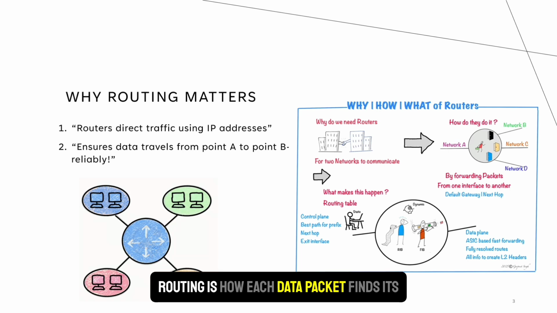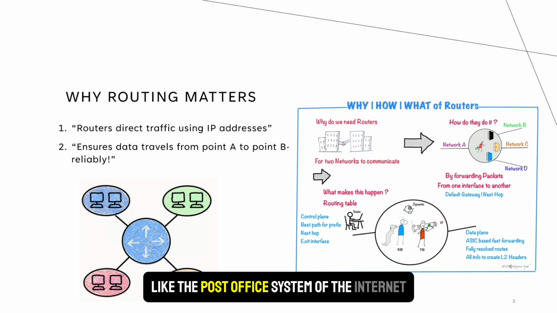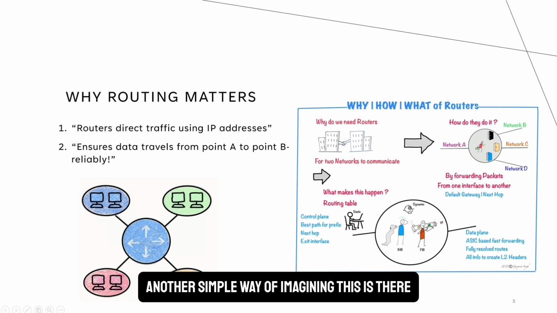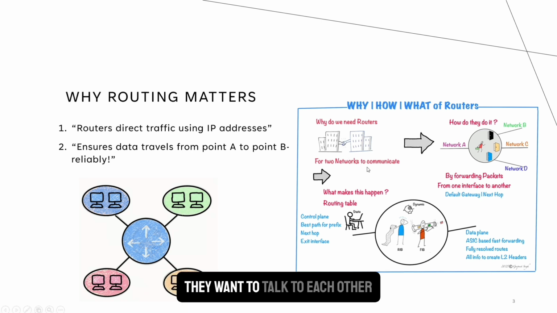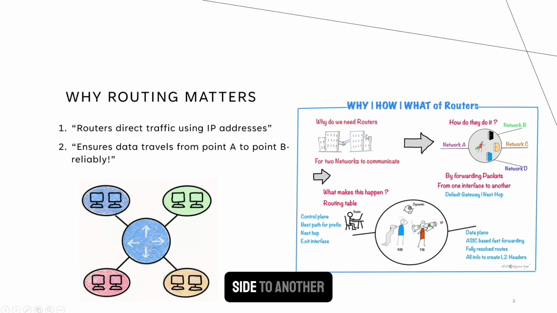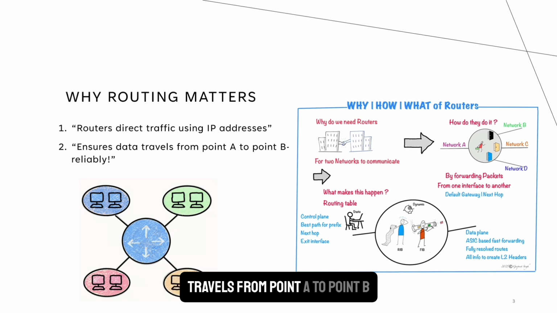Routing is how each data packet finds its way from the source to the destination across different networks. It's essential, like the post office system of the internet, ensuring your mail or data knows which path to take. Another simple way of imagining this is there are two LANs. Think of these as two buildings that want to talk to each other. The handshake happens with a router in the middle, which is a bridge that moves from one side to another. The idea is making sure that the data travels from point A to point B.